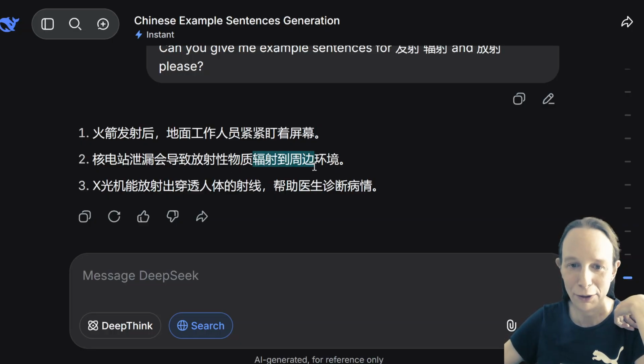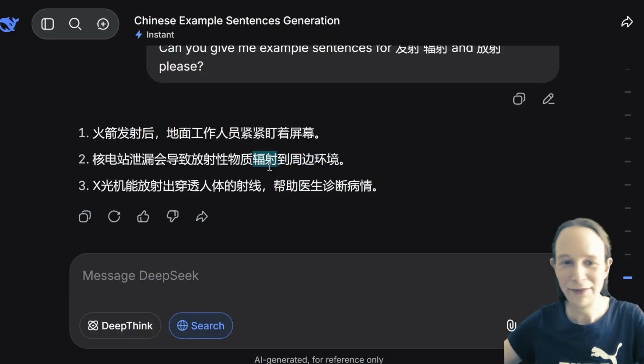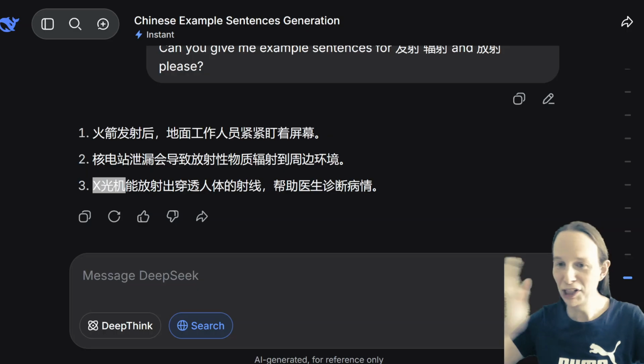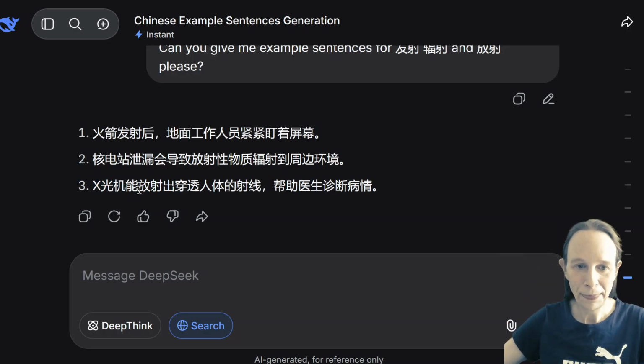Yeah, 辐射到周边环境. Oh, the AI used it as a verb as well. Okay, X 光机能放射出, that's a verb. 穿透人体的射线. What? 放射出射线. Oh, so the X-ray machine emits or radiates radiation, rays, 帮助医生诊断病情. All right, fair enough.